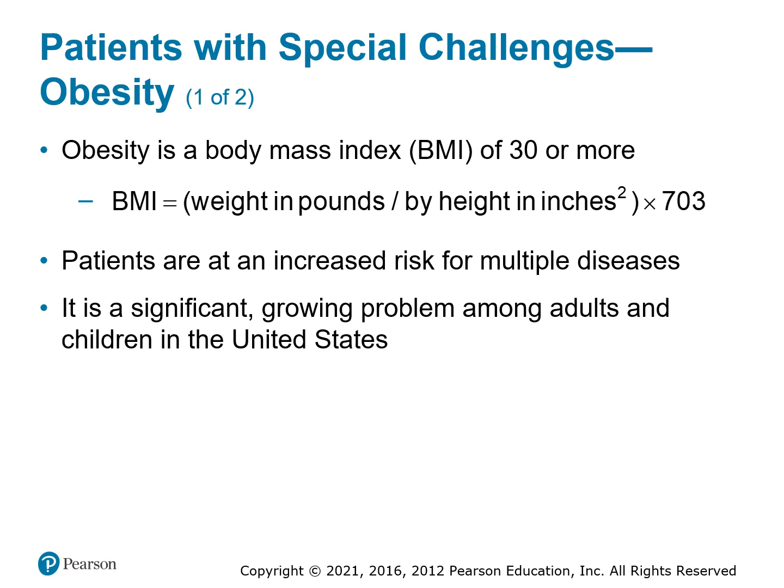Obesity. Obesity is a body mass index of 30 or more. There's a calculation there to figure it out. It's not really something we figure out pre-hospital, but if you ever wanted to, there it is. Once the patient is considered obese, they are at an increased risk for multiple diseases, and it is a significant growing problem amongst adults and children in the U.S.